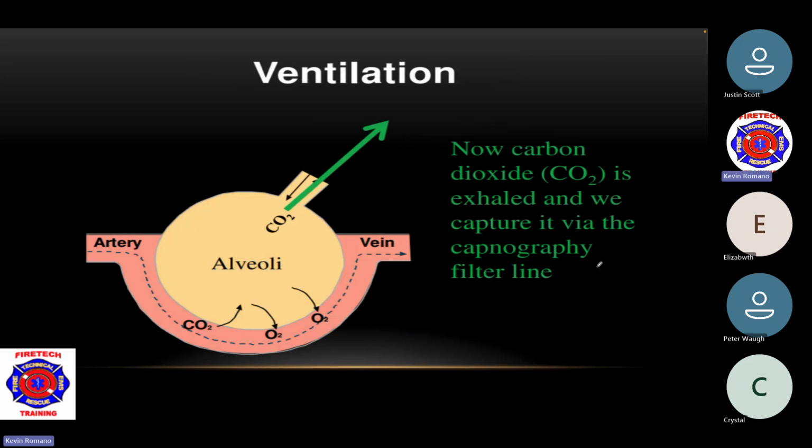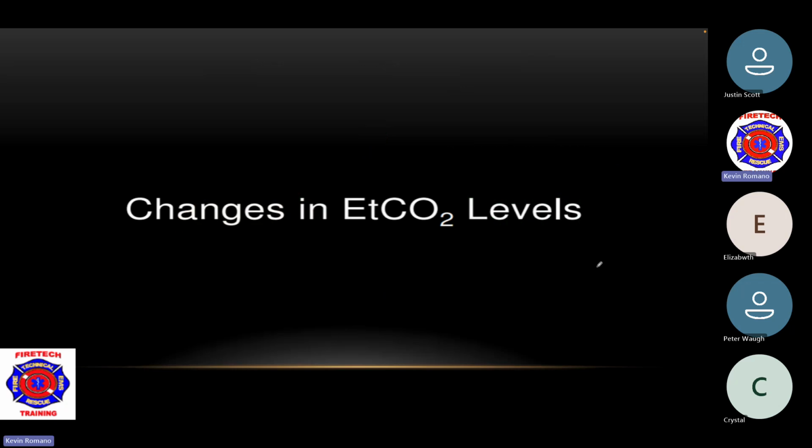right? So now carbon dioxide is exhaled, and we can capture it via the capnography filter line. And now we can see our true readings and tell this patient's in an alkalotic or acidotic state. And then what we need to do is fix it with ventilation and oxygenation. All right.